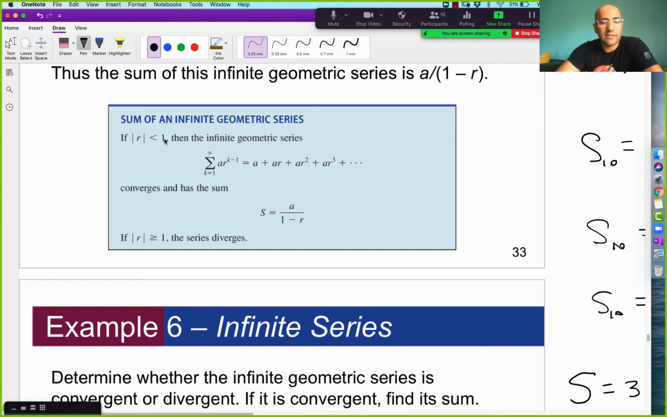And that series will converge, it will have an answer, as long as the absolute value of r is less than 1. Good. And it will add up to this amount. It will converge to this. On the other hand, if the absolute value of r is greater than 1, then the series diverges. Right? It just blows up. It will not get infinitely close to a specific number. That's what that means.